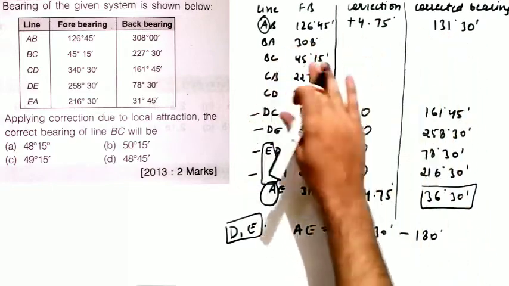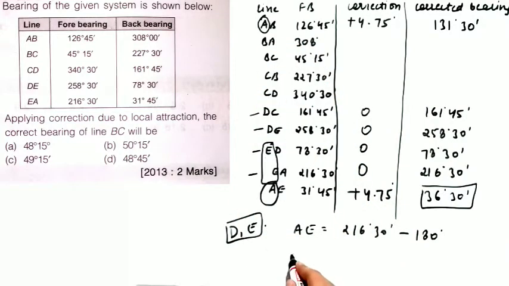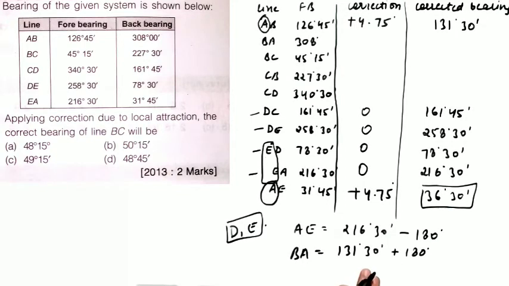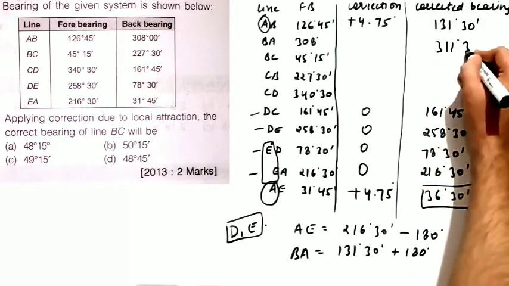Now how can you calculate the bearing for BA? Using this correct bearing you can calculate the bearing for BA. The bearing for BA will be 131 degree 30 minutes plus 180 degree. Why plus? I told you, to calculate any back bearing, if the angle is less than 180 degree, you need to add 180 degree. If the angle is greater than 180 degree, you need to subtract 180 degree. So 131 degree and 30 minutes is less than 180 degree, so you need to add 180 degree to get BA. So it turns out to be 311 degree and 30 minutes.